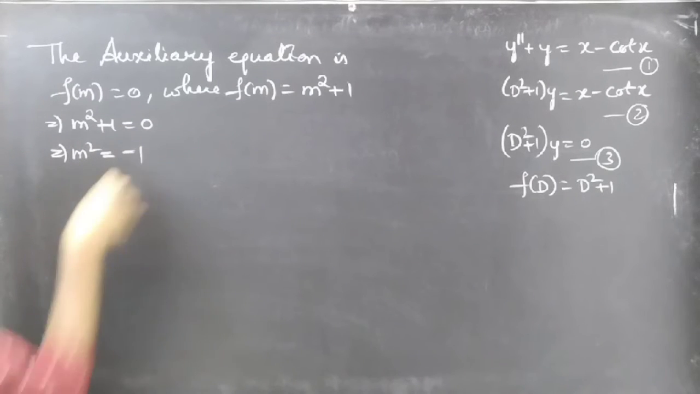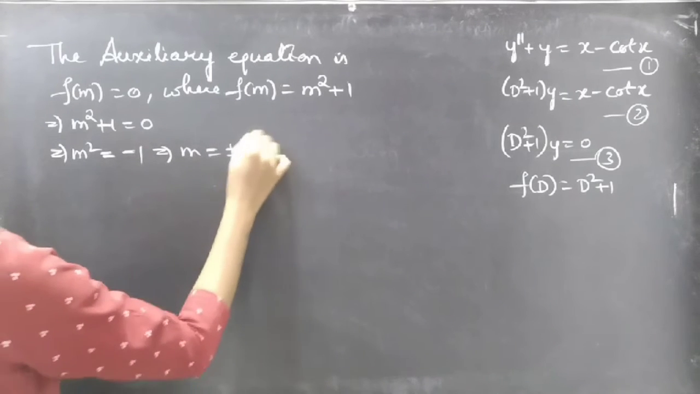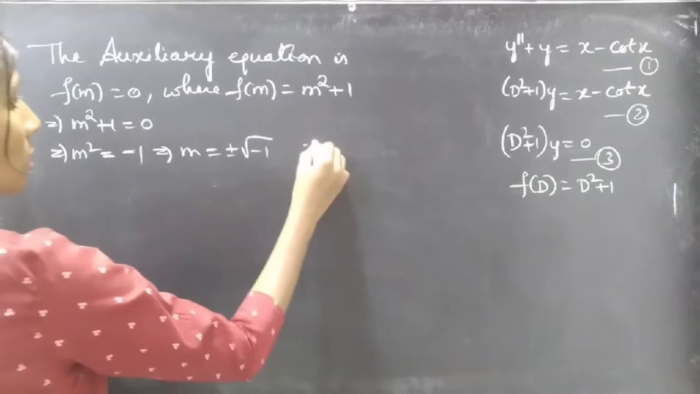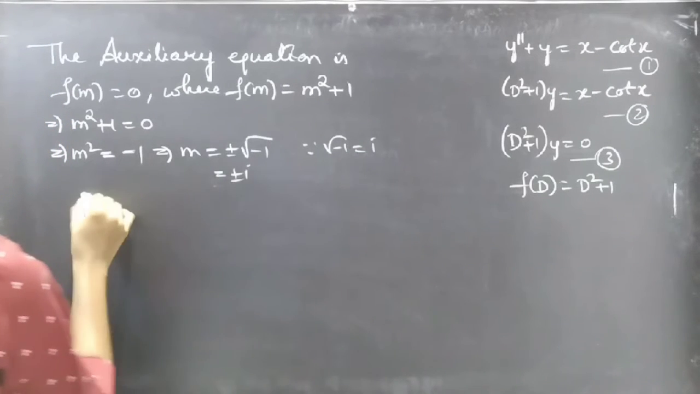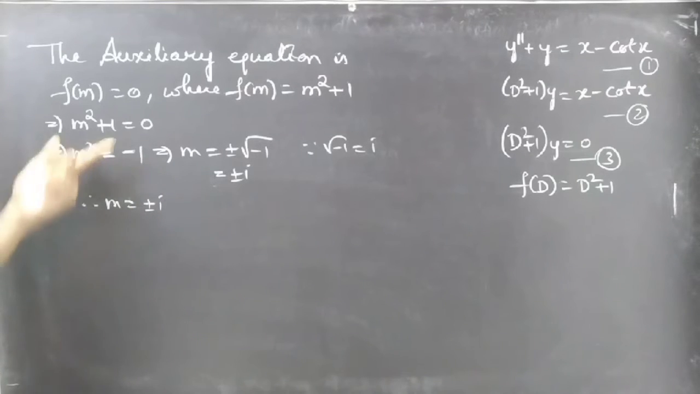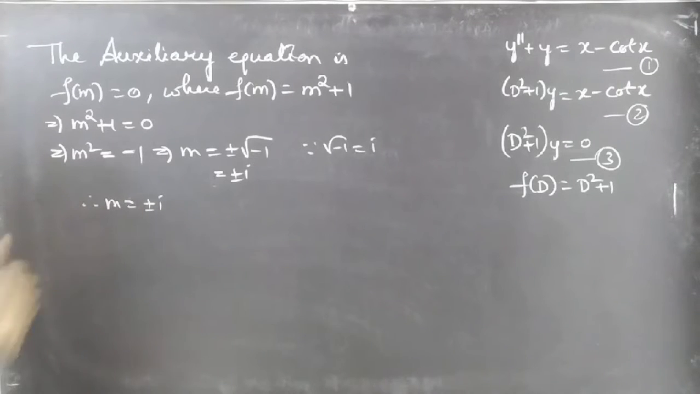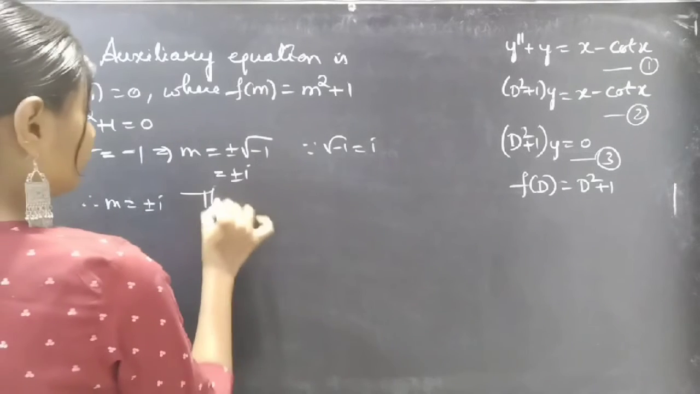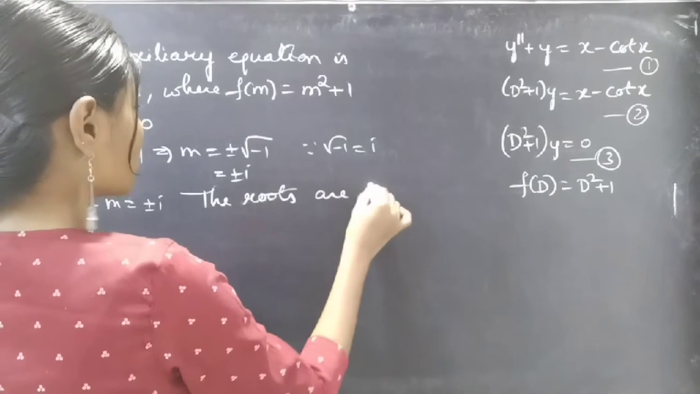We can write the above equation as m square equals minus 1, then m equal to plus or minus square root of minus 1. Since square root of minus 1 is i, we'll get plus or minus i. Therefore m equal to plus or minus i are the roots of the auxiliary equation, right? The roots are complex conjugate. We got complex conjugate roots.